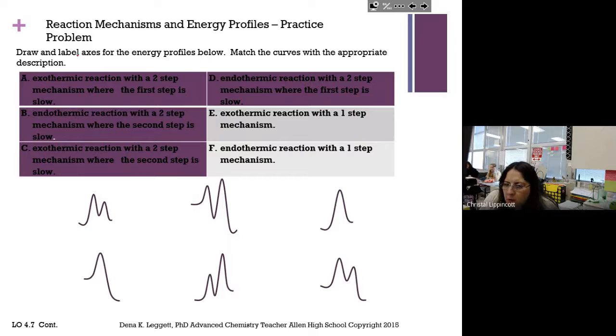Exothermic, right? Okay. Label the axes, match the curves with the appropriate description. Which step here is the slow step? Second one. Endothermic, exothermic? Endo, 1 step. Endothermic, exothermic? Exothermic. Endothermic, exothermic? Endo, how many steps? 2. Which one's the rate determining? Same here. Endothermic, exothermic? Exo, how many steps? 2. Which one's the rate determining? First.